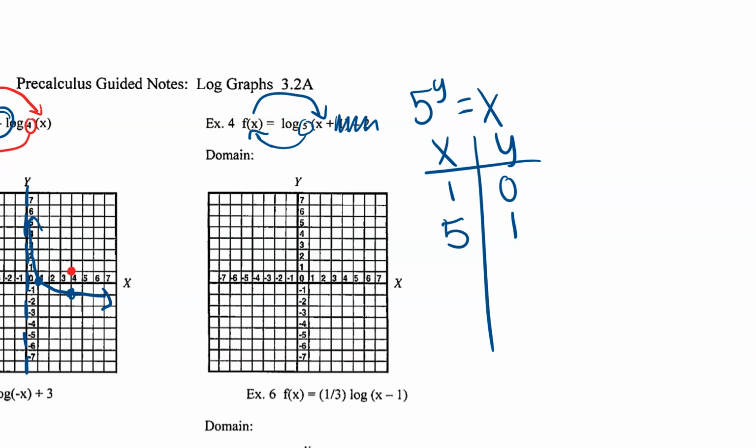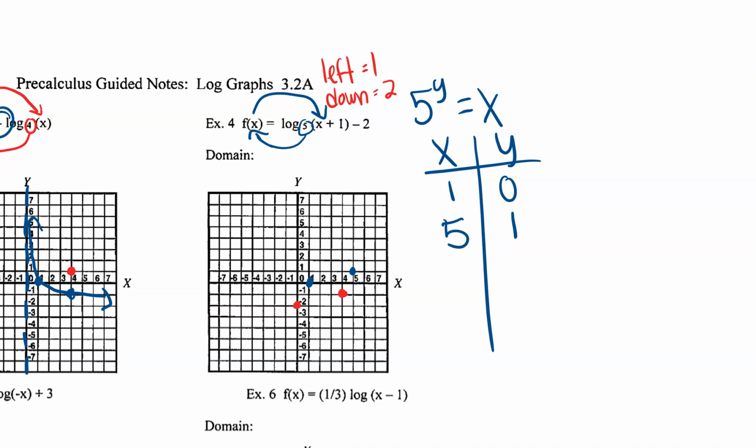I'm going to plot those points, (1, 0) and (5, 1), but then I'm going to shift them. So let's look at these shifts. This plus 1, remember it's always opposite, is going to be left 1. Sorry, bad handwriting. And then the negative 2 on the end means down 2. So left 1, down 2 for each of these points. Left 1, down 2.